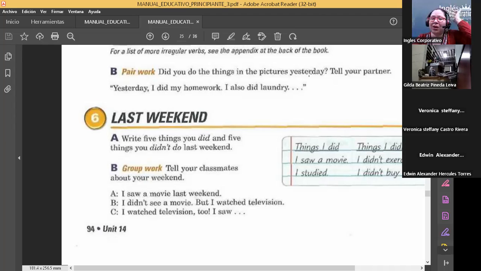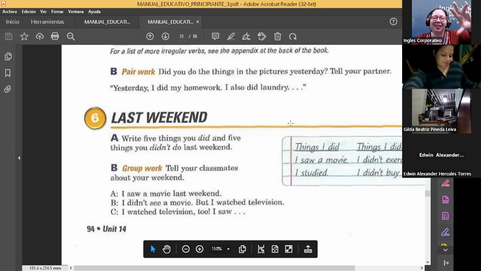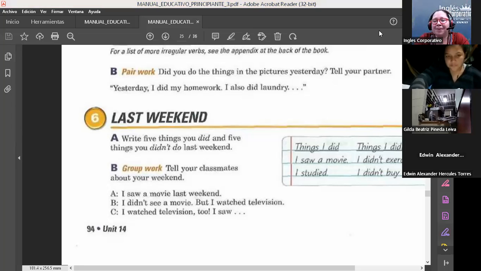¿Quién va a comenzar? A ver. ¿Quién quiere comenzar? ¿El voluntario que quiere comenzar? ¿La conversación? Yeah. Ok, there you go. Hello, my name is Blanca. Last weekend I cooked in the morning.